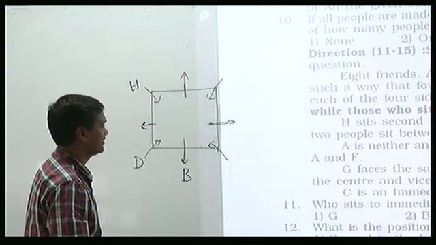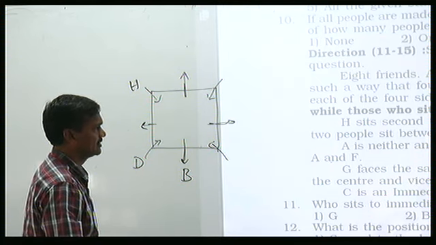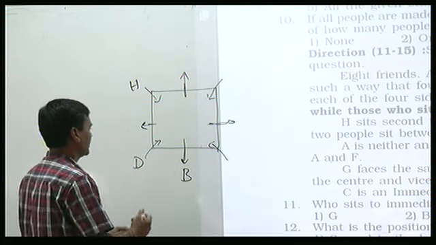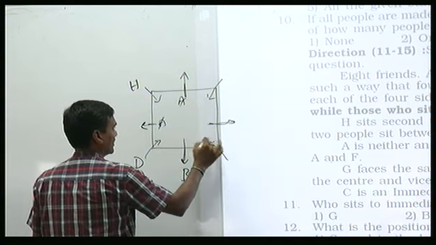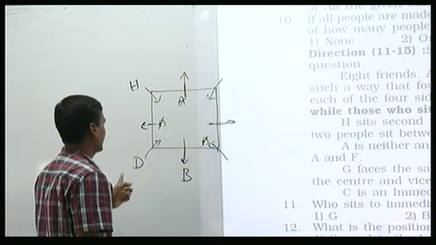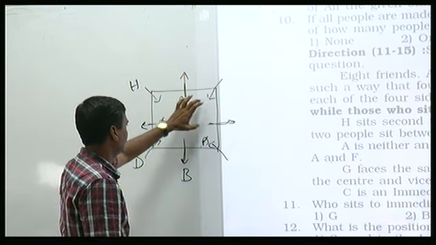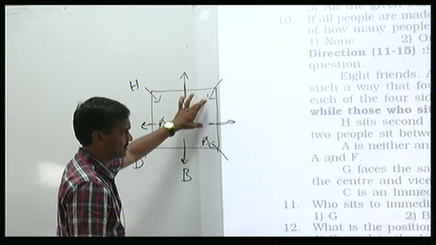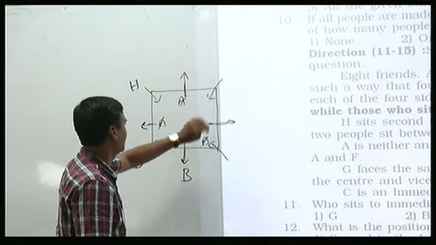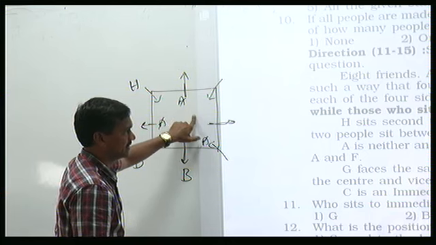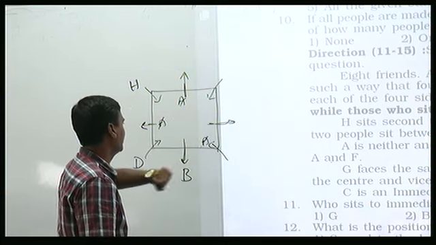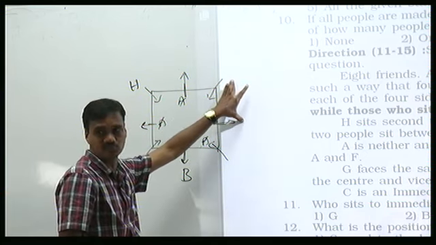And three people in between A and H, and A is neither an immediate neighbor of B nor H. A cannot be here, cannot be here, cannot be here, isn't it? A cannot be in any one of these places. Now we are left with A being either here or here. Next one: only three people in between, hence A can be in any one of these two places.